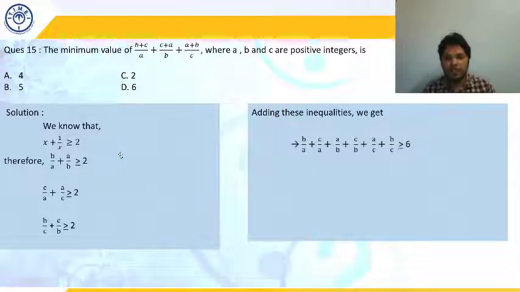And after adjusting them, we can write it as b by a plus c by a plus a by b plus c by b plus a by c plus b by c, and this should be greater than or equal to 6. And we can write it in the given form also.